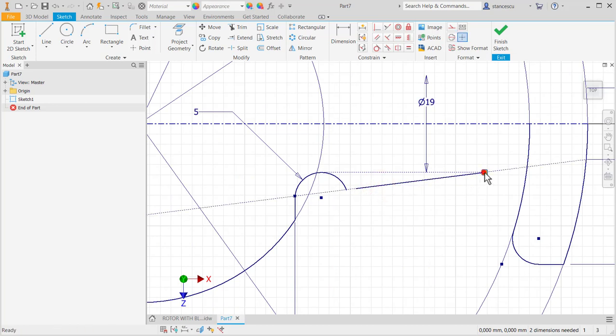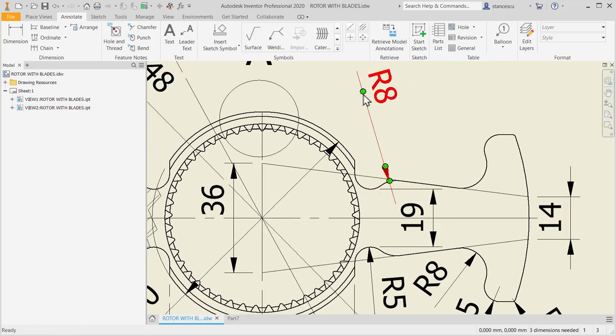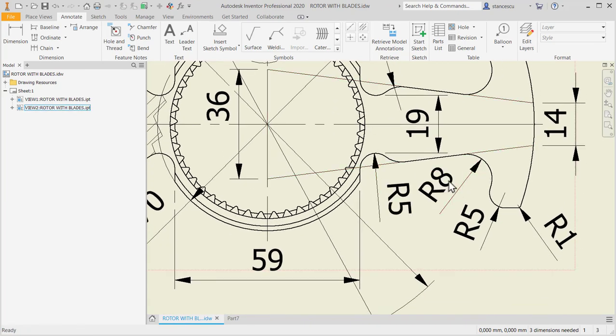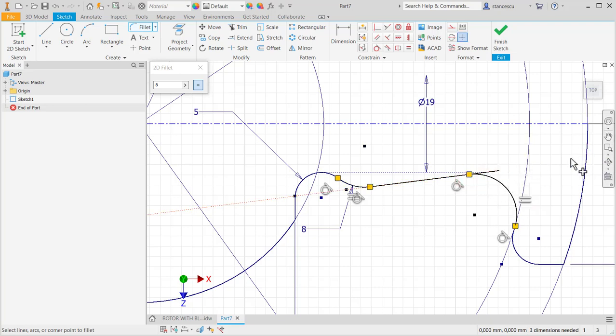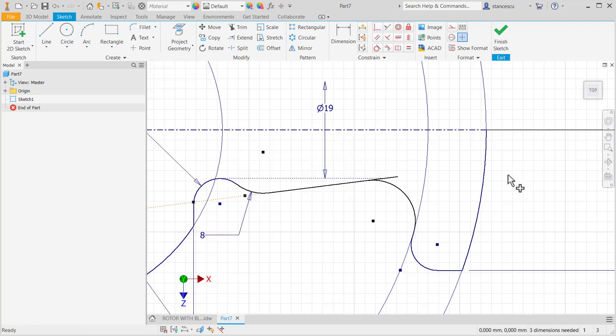Now, oh, this is something I don't want to appear, yes, to be like this. The new fillets are radius 8 and also 8. Fillet 8, but not with this, yes, and here the same. You see, I lose the dimensions 14. Control Z, and I wait with fillet.